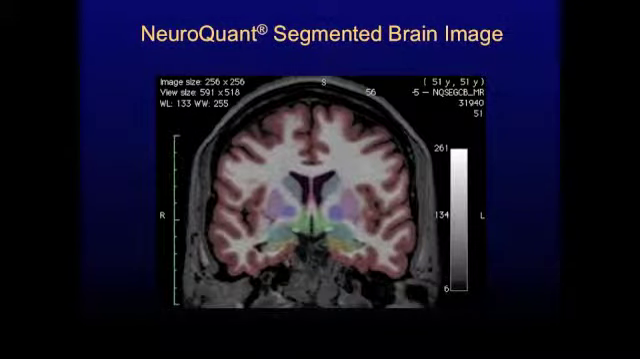Okay, and this is an example from one of our patients who had a NeuroQuant analysis done. Again, it's a cross-sectional image similar to the previous one I showed you on the other patient. And you can see the pretty high resolution detail that this technique provides.